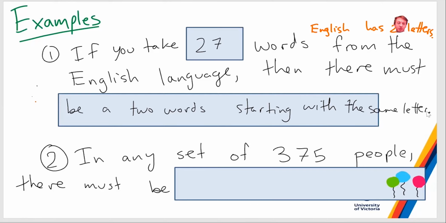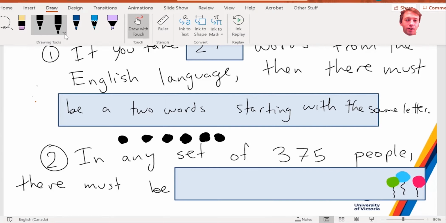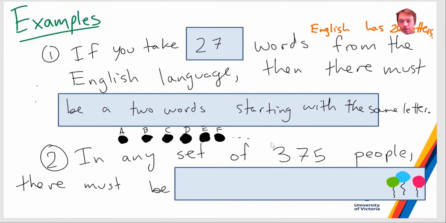The way to think about this in terms of pigeons is, imagine you have 1 hole for each letter. My pigeonholes kind of look like my cookies, except a different color. So you have 1 hole for each letter, A, B, C, D, E, F, and so on, down to Z. Let's think of the words as being pigeons. Each pigeon flies into the hole corresponding to its starting letter. And there must be a hole that has 2 pigeons in it by the pigeonhole principle, because there's 26 holes and 27 pigeons.